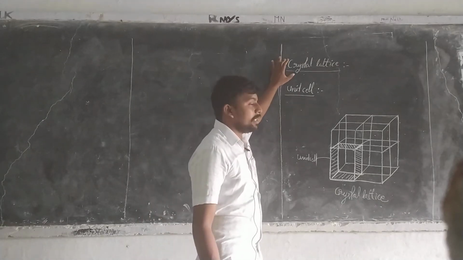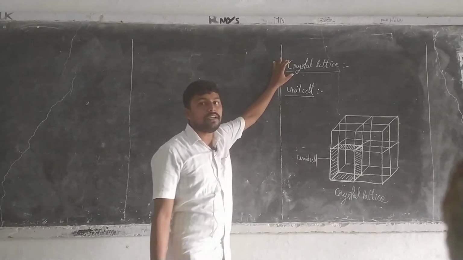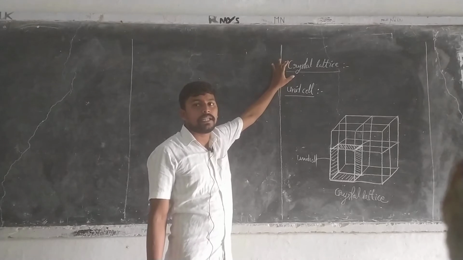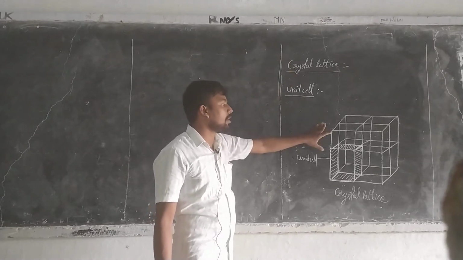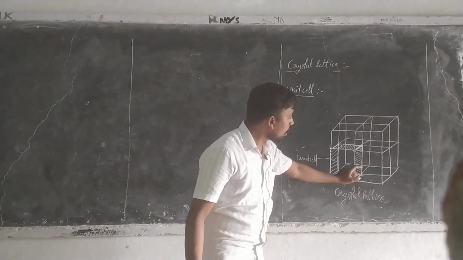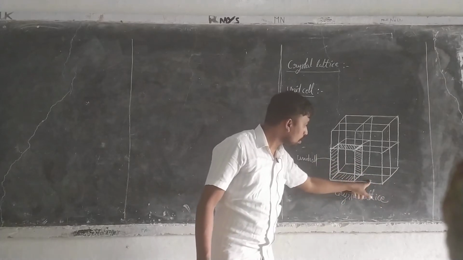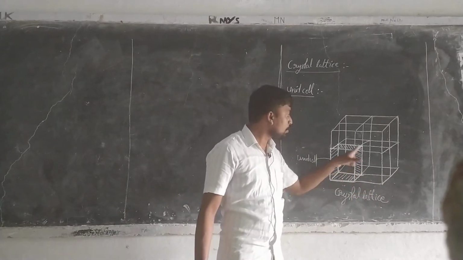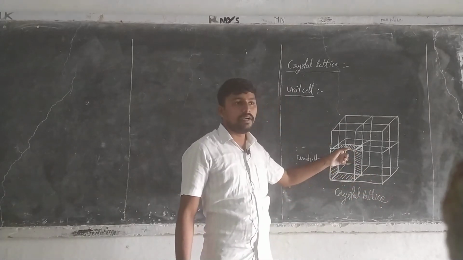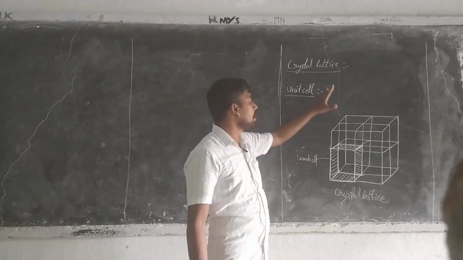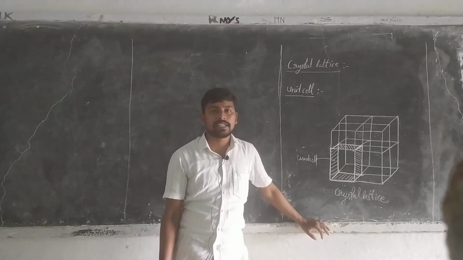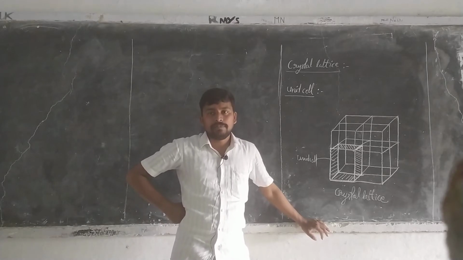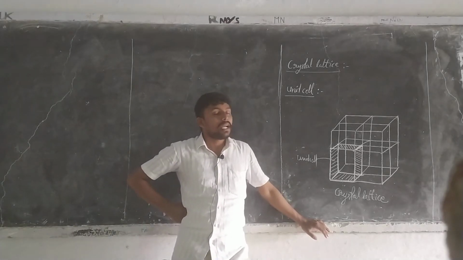So, crystal lattice means the regular repeating pattern of constant particles in a 3-dimensional manner. So this repeats regularly in 3 dimensions. Here a cube, here a cube, a total of 8 cubes make up this big cube. So the regular repeating pattern of constant particles in a 3-dimensional manner is known as a crystal lattice.